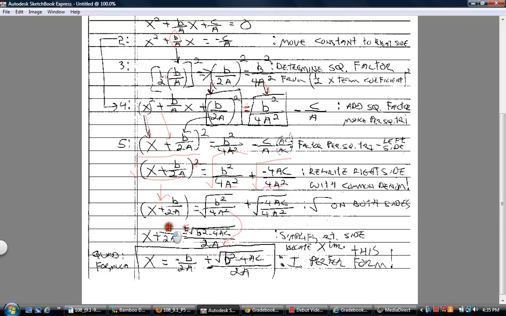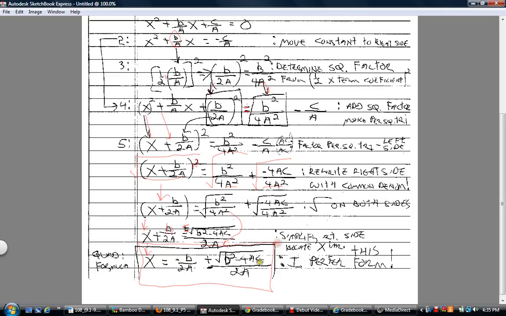Now, last thing I got to do is isolate the x, and so this is where I deviate from the book a little bit, but I subtract minus 2a on both sides of the equation, thus isolating the x and leaving x equals negative b divided by 2a plus or minus the square root of b squared minus 4ac divided by 2a.